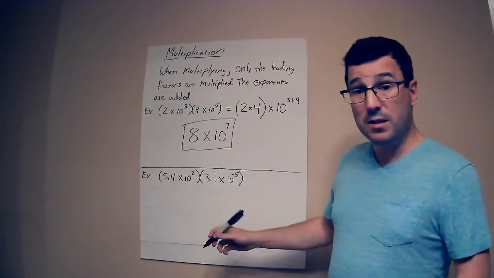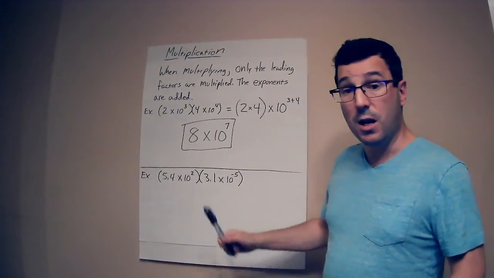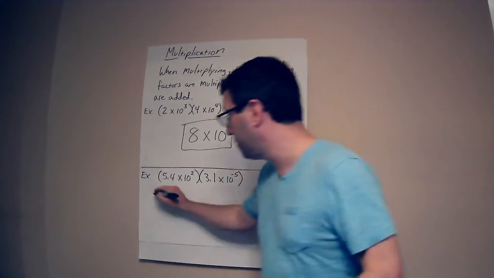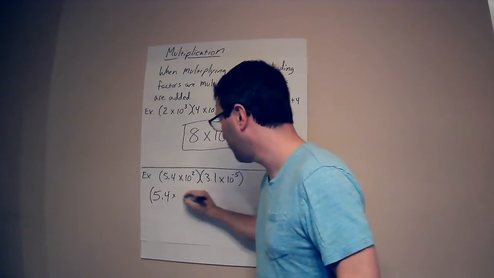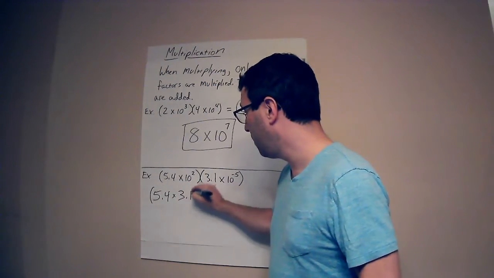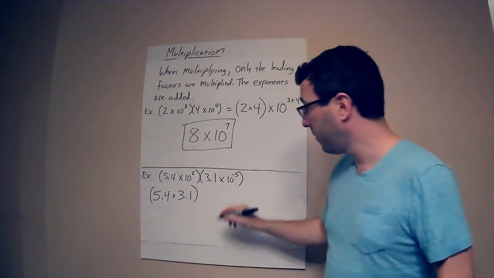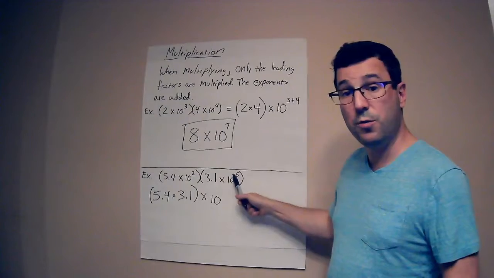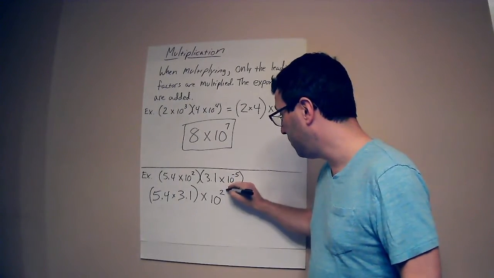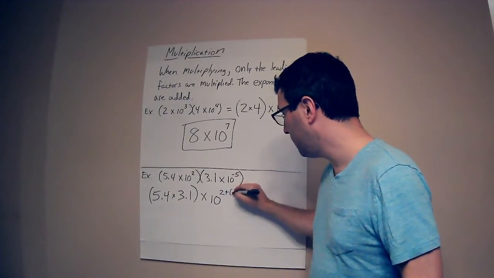So again, I'm going to set it up just like I did with this one up here. I'm going to multiply the leading factors, 5.4 times 3.1. I'm going to have it times 10, and I'm going to add 2 and negative 5. 2 plus negative 5.